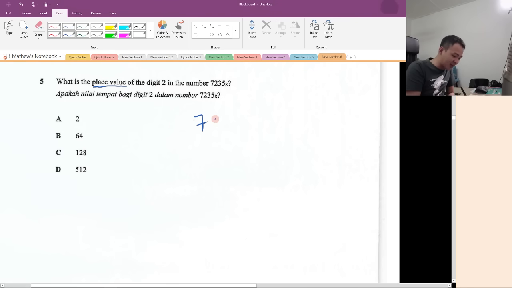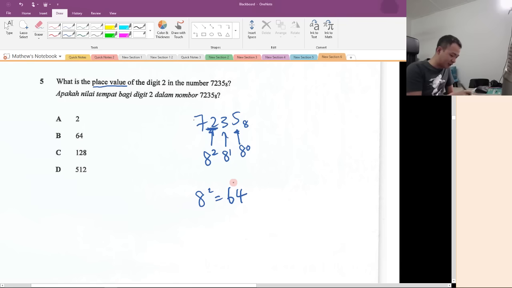Because this one is 7235 base 8, the first number is 8 power of 0, the second is 8 power of 1. So the 2 over here is 8 power of 2. So the place value here should be 8 power of 2, so it is 64.